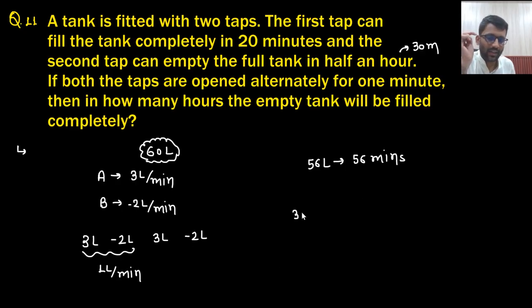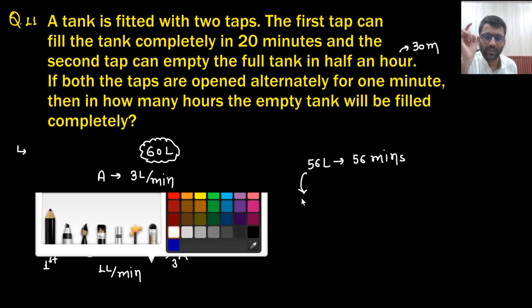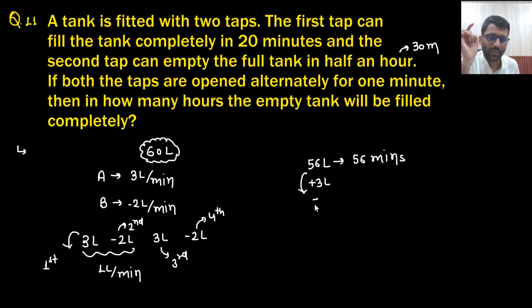So at the first minute plus 3 liter was working. At the second minute minus 2 liter was working. At the third minute, plus 3 would have been working. At the fourth minute, minus 2 would have been working. So at the 56th minute, minus 2 liter would have worked. After that, what will come? Plus 3 liter would come. That means this would become 59 liter in 57 minutes.